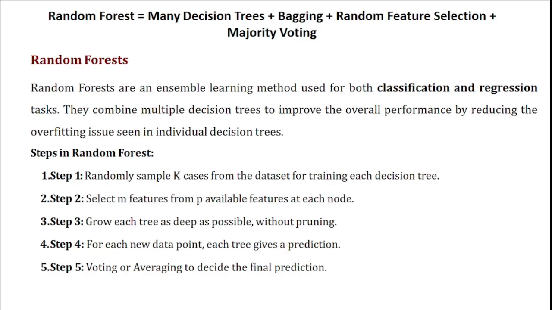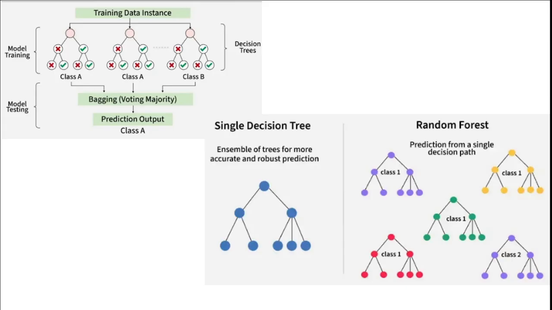We are not going to prune any data, right? And step number 4, for each new data point, each tree gives a prediction. And step number 5, we go for voting or averaging to decide the final prediction. This is how it works in random forest.